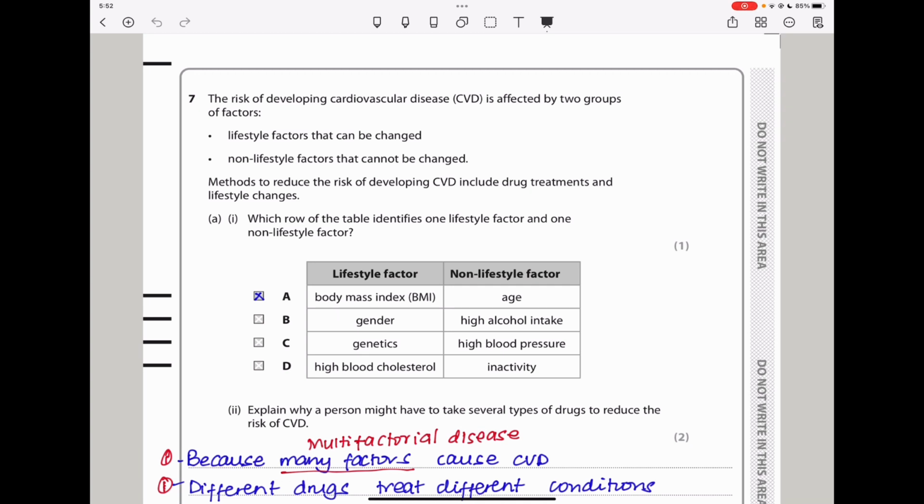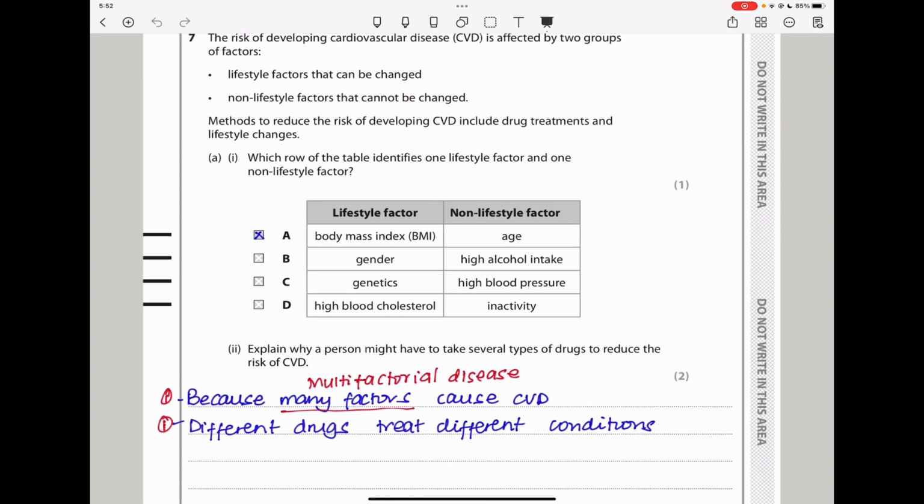You cannot change your DNA. So these are the non-lifestyle factors. These cannot be changed, while the lifestyle factors can be changed. So they're going to say methods to reduce the risk of developing cardiovascular disease include drug treatments and lifestyle changes. Which row of the table identifies one lifestyle factor and one non-lifestyle factor? So we know genetics, age, as well as gender, are non-lifestyle factors. Remember, they are looking for which row of the table identifies one lifestyle factor and one non-lifestyle factor. So let's see here. This is going to be the answer because age is a non-lifestyle factor, while body mass index is going to be a lifestyle factor.